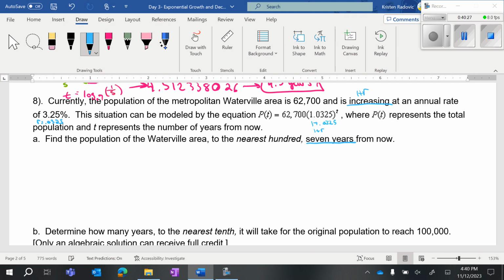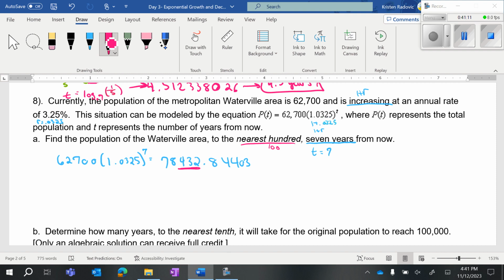So they're telling you 7 years from now is t equals 7. So all you have to do is take the formula and write 62,700 times 1.0325 and put in 7. They want you to figure out what's the population. So we're putting it in our calculator. And if you put it in your calculator, you got 78432.84403.